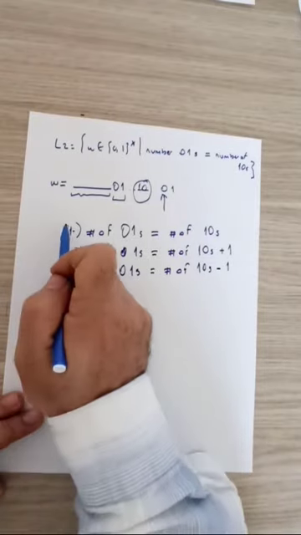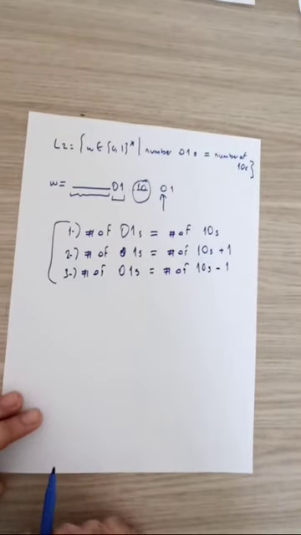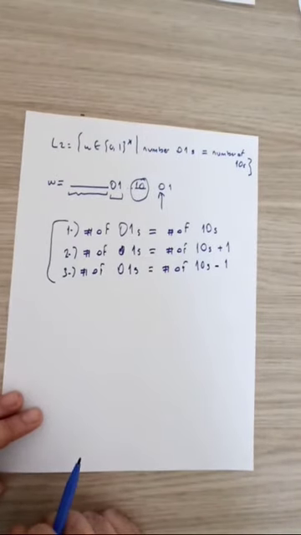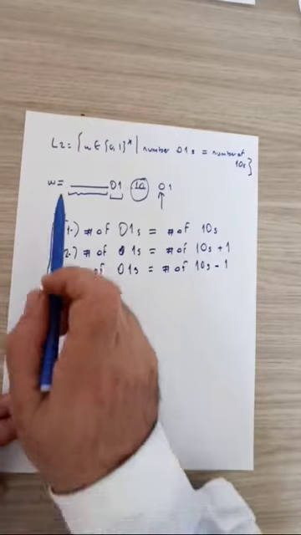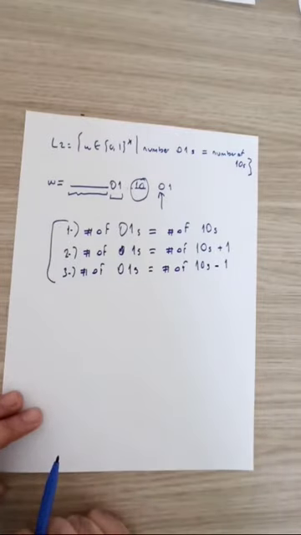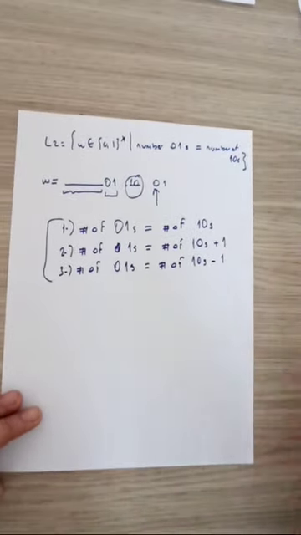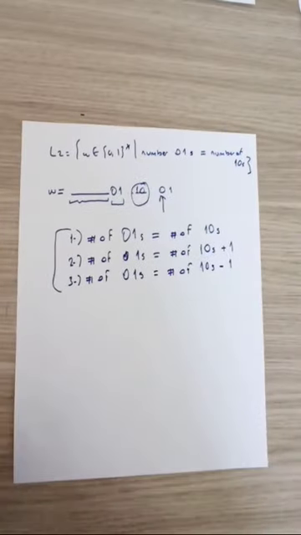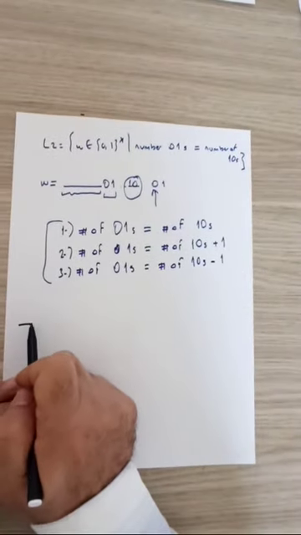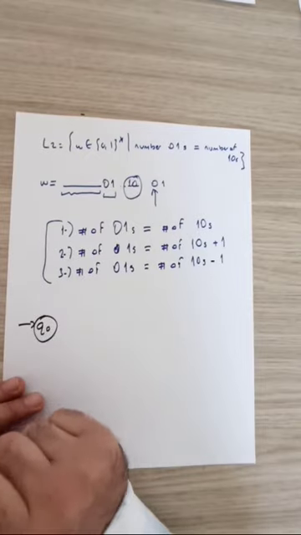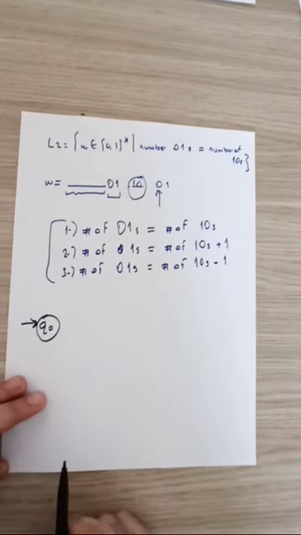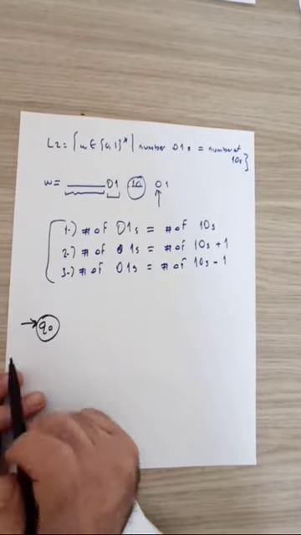Since we have just a finite number of possible cases, it should be easy to see that we can design a DFA for this language L2. Let's see what that DFA looks like. We have our starting state Q0. What should we do when we encounter a 0 at this initial state Q0?